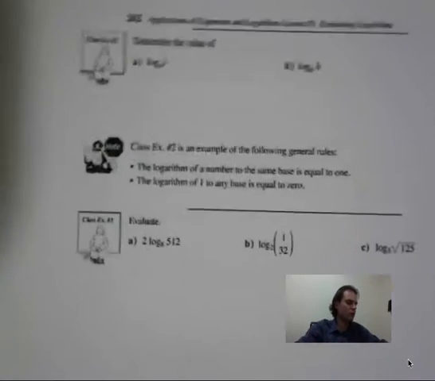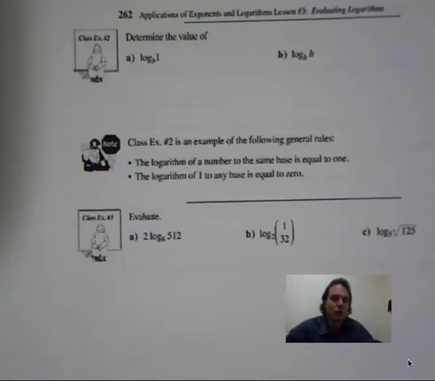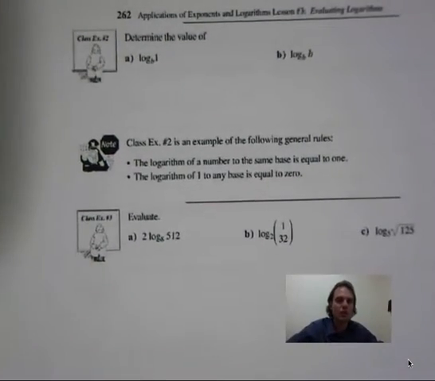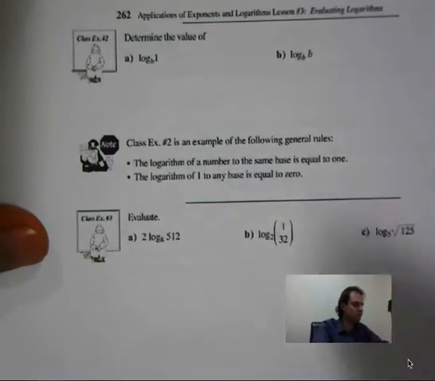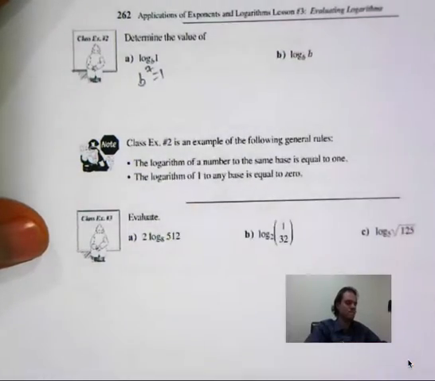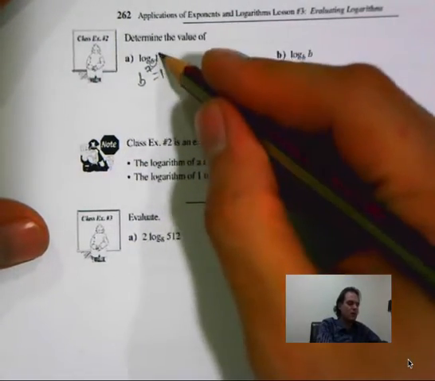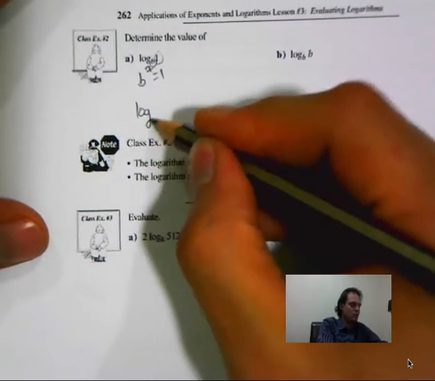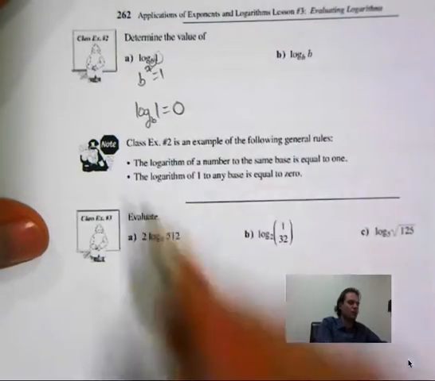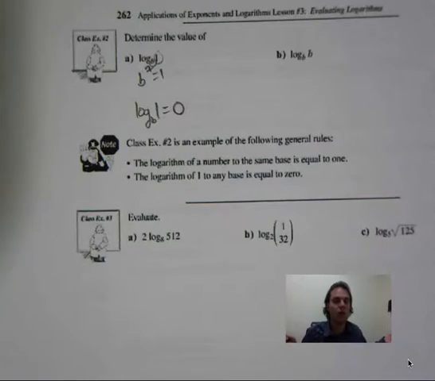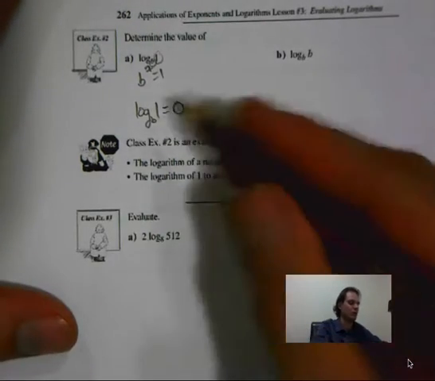Alright, so here we're going to look at our second example, and it's just saying determine the value of log base b of 1. So we want log base b of 1. That's saying b to the x is equal to 1. Well, we kind of did it in the last lesson: log base b of 1 is equal to 0. So anytime we're logging 1, it's going to be equal to 0. It doesn't matter if it's base 4 of log 1, it's going to be 0.